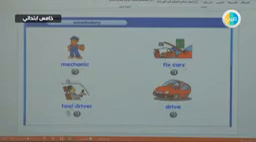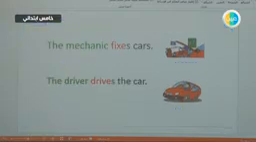And the taxi driver drives cars. So the mechanic fixes cars, and the driver drives the car. Okay? Now look at the grammar part here. It's also about the present simple, but how we use it in negatives. And of course we will use not. I don't drive. He doesn't fix cars.